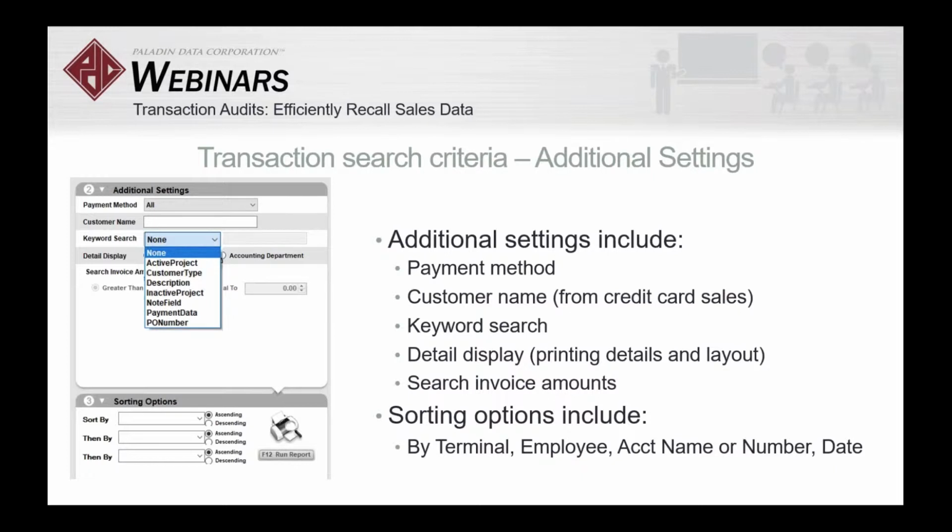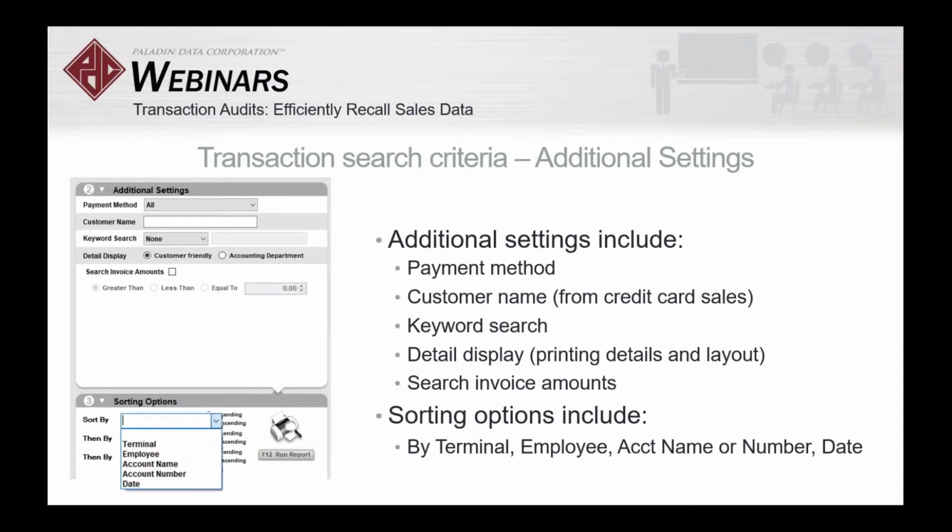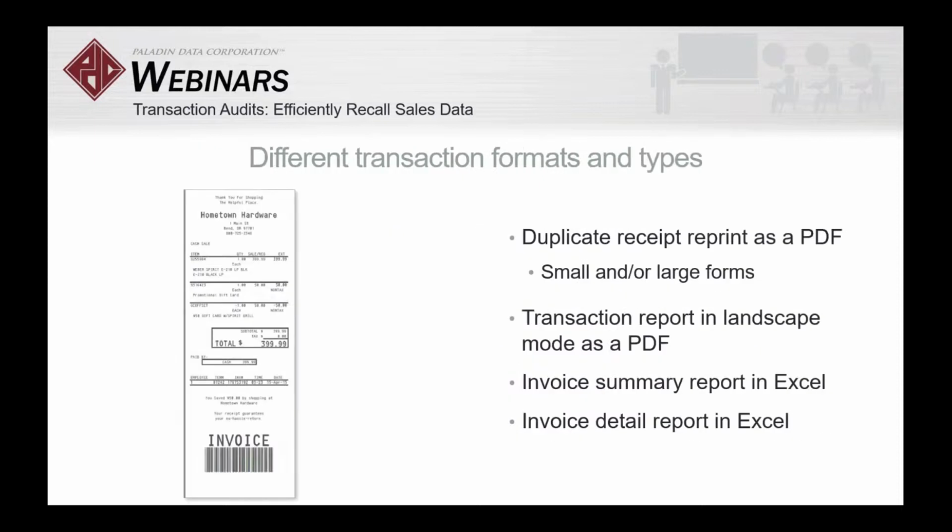If you collect notes on invoices and you put a particular keyword in there, it will find everything with that keyword in the note field. And then you have also payment data and PO number that you can search. Sorting options by the terminal you're at, the employee who helped them, the account, name or number, and or date. These are different search criteria.